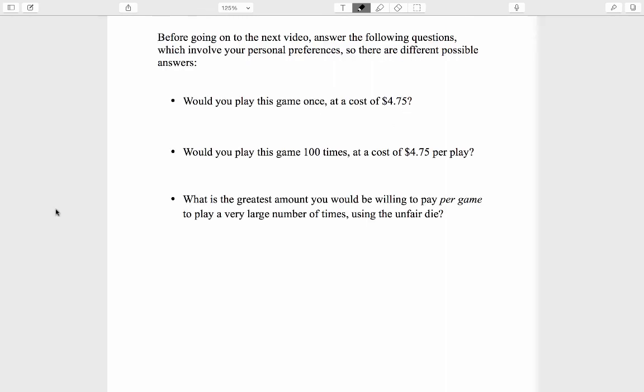Before going on to the next video, answer the following questions, which involve your personal preferences, so there are different possible answers. Would you play this game once with the unfair die at a cost of $4.75? Would you play this game 100 times with the unfair die at a cost of $4.75 per play? And what is the greatest amount that you would be willing to pay per game in order to play a very large number of times using the unfair die?